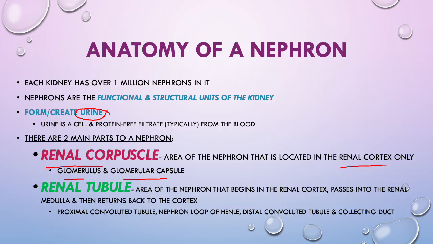And then we have the renal tubules. Think about tubules, okay? They begin at the renal cortex, they also pass into the renal medulla, and then they return back to the cortex, okay? We have a PCT, proximal convoluted tubule. Then we have a nephron loop, or loop of Henle, and then a DCT, distal convoluted tubule, and then a collecting duct where several nephrons are going to meet and drain the filtrate that is going to turn into urine.